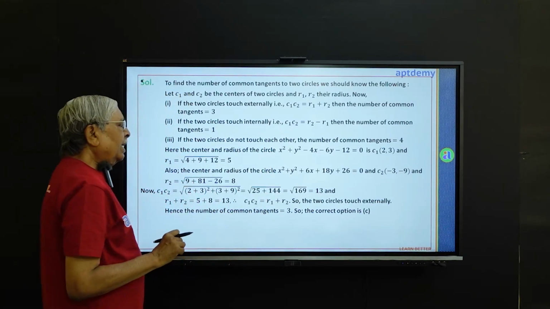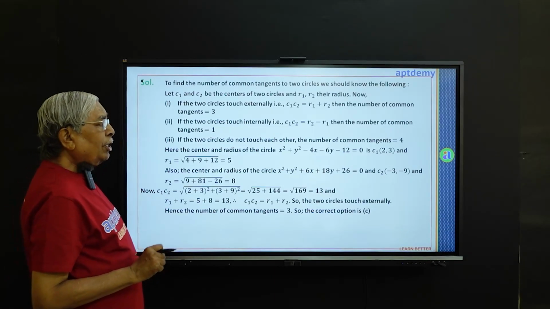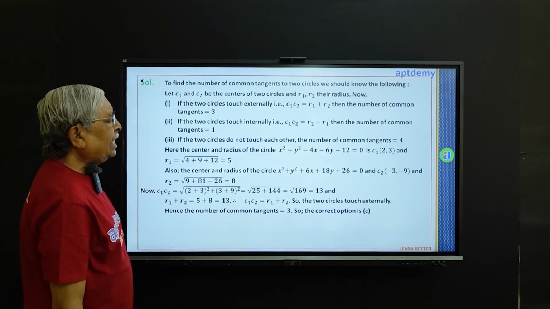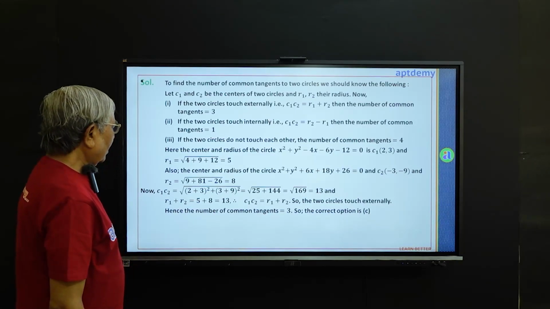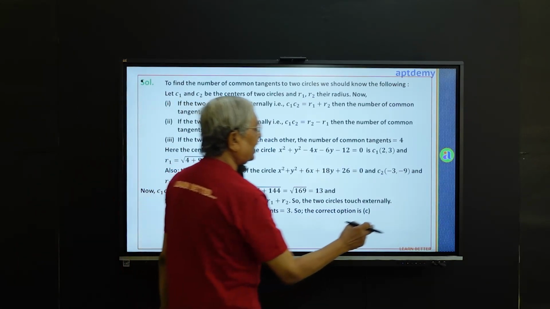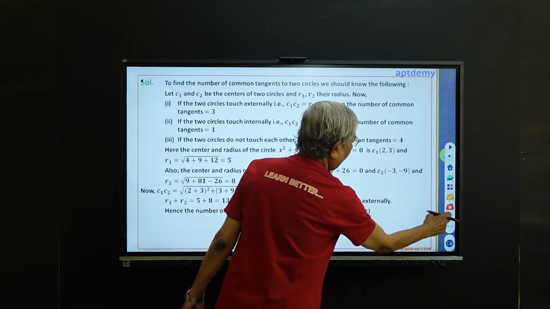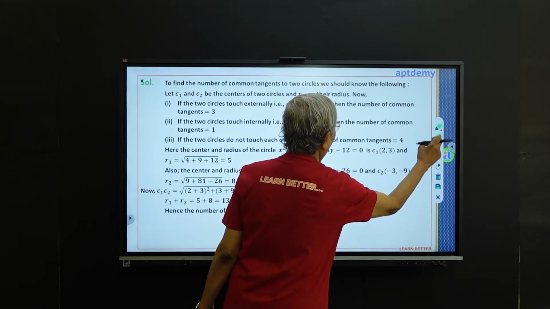So, you are given the equation of two circles. First, we find the center and radius of the two circles. How to find the center and radius? Let us remind ourselves how to find the center and radius of a circle.